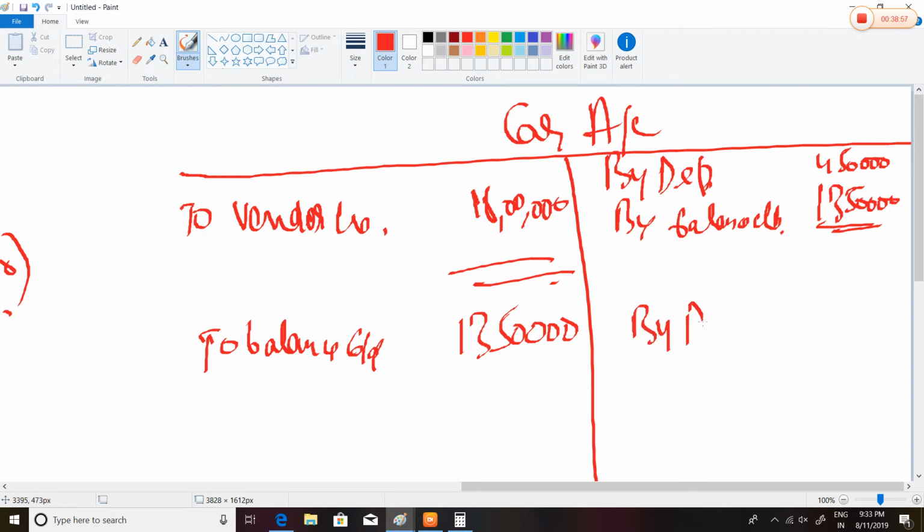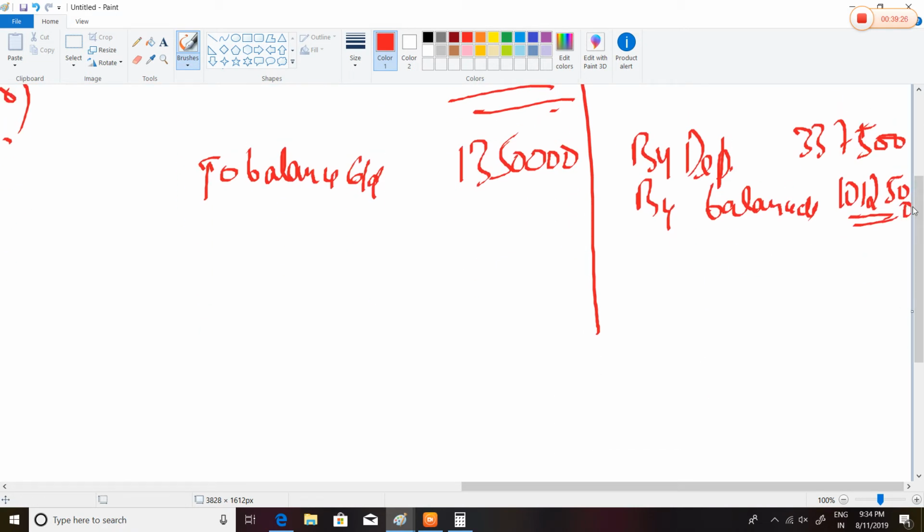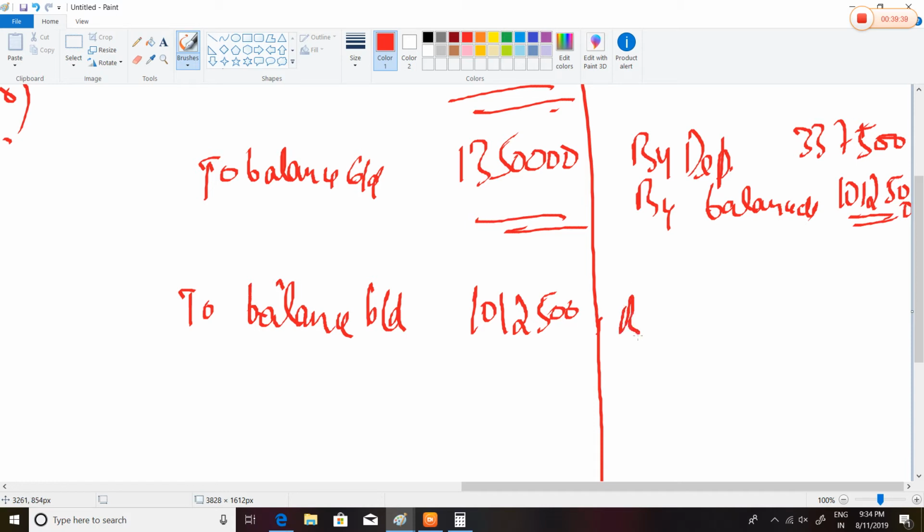Okay, by depreciation here again 25%, 3,37,500. By balance carried down, 10,12,500. To balance brought down, 10,12,500. By depreciation, the full year will be charged: 2,53,125. 2,53,125 by vendor.